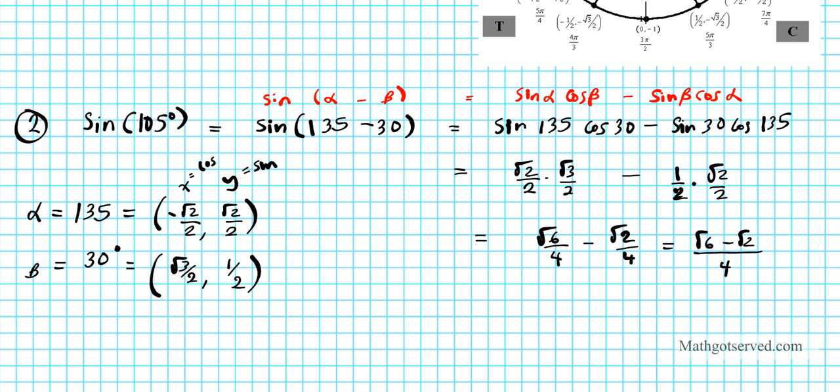Okay, wait a minute, I made a slight mistake here. The cosine x is negative root 2 over 2, so there should be a minus right here. So when I multiply this minus with this minus, that makes this a plus. So that's also plus. All right, so that's the correct answer. Sorry about that. So the answer is root 6 plus root 2 over 4.